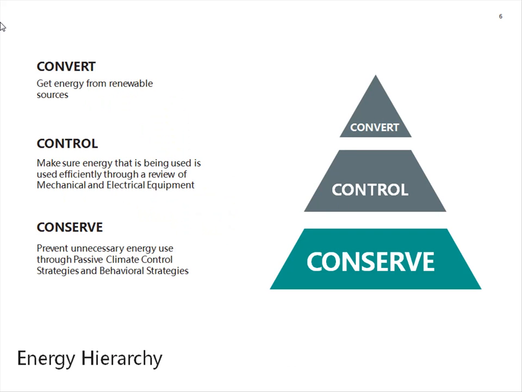Conservation strategies are about preventing unnecessary energy use, largely through passive means. They're also about behavioral strategies, which are a more complicated sort of issue. A tier up from there is control, being sure that the energy that you are using, you're using as effectively as you can. And then at the very top is convert, basically making energy from renewable sources. What I want to do briefly this morning is give a brief description of these three tiers and then talk about how you can use them in this order to maximize the effectiveness of your energy decisions.